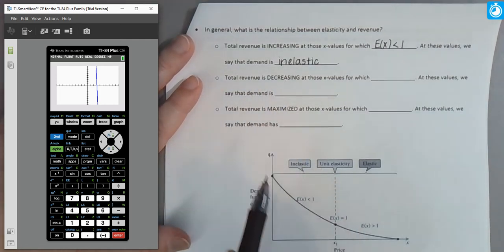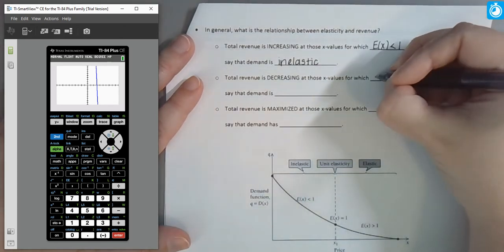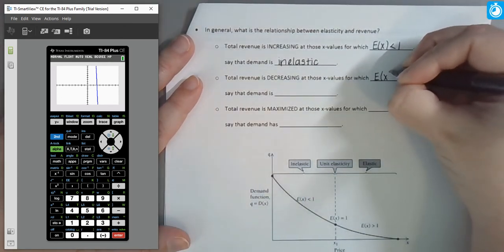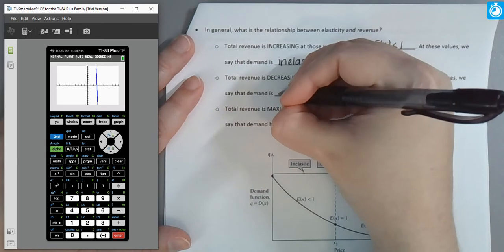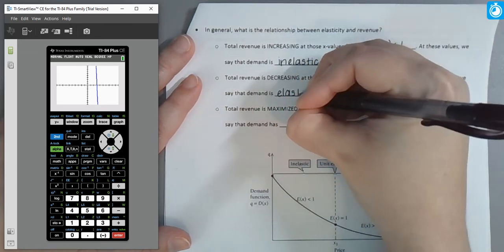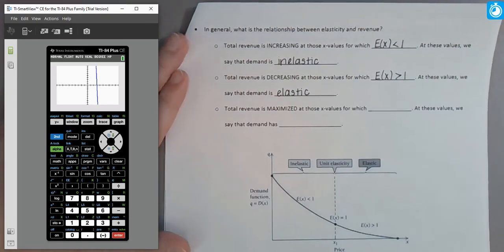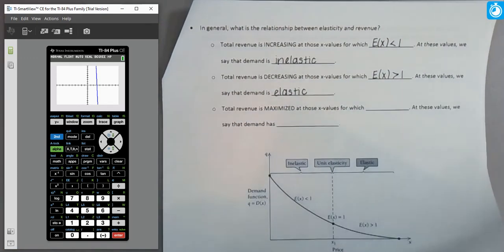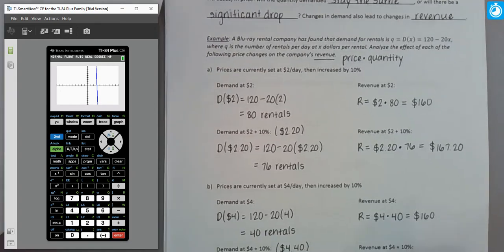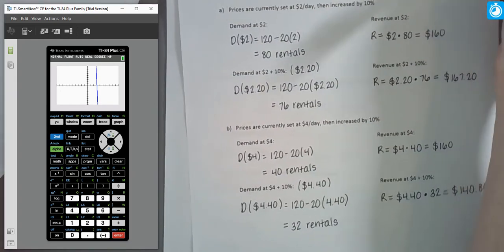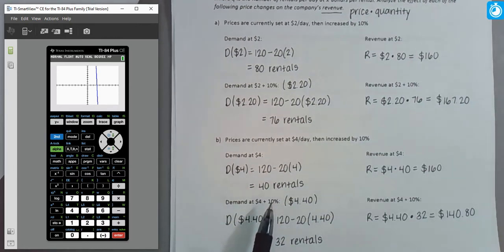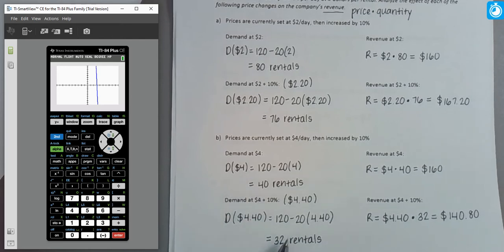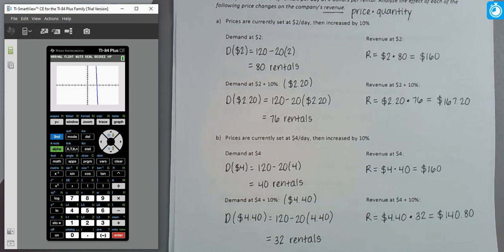Now, total revenue is decreasing at those values where our elasticity is greater than 1. So at these values, we would say that demand is elastic. In other words, it is very sensitive to the changes we make in price. And we saw this situation with the pricing at $4. So remember, at $4, we also made $160 in revenue. But when we increased the price by 10%, we lost enough customers that that price increase didn't offset what we were losing in revenue. So we lost money overall.